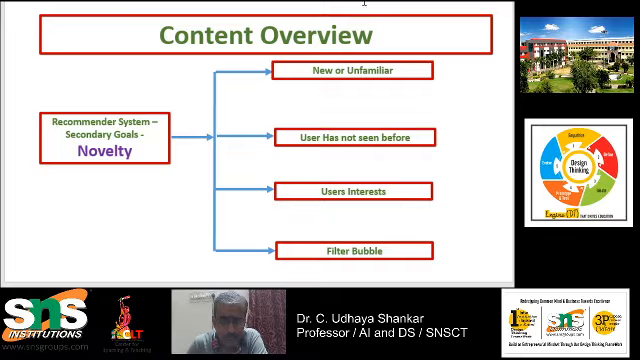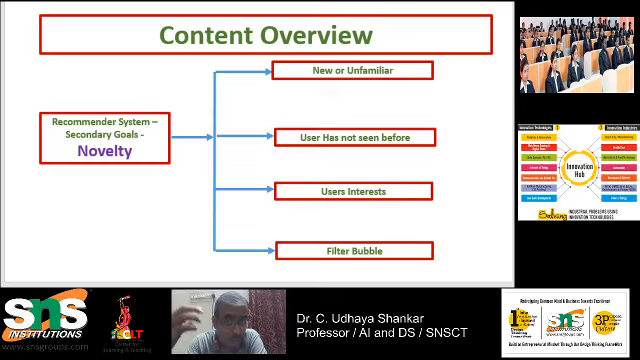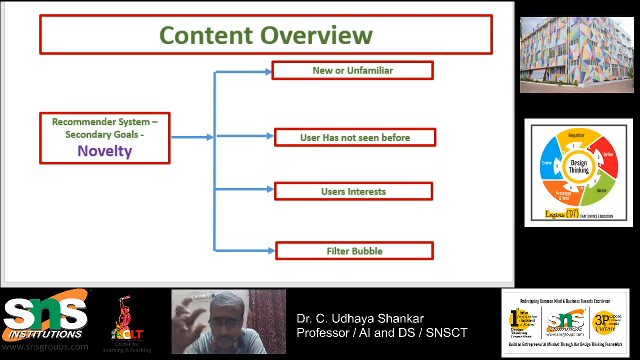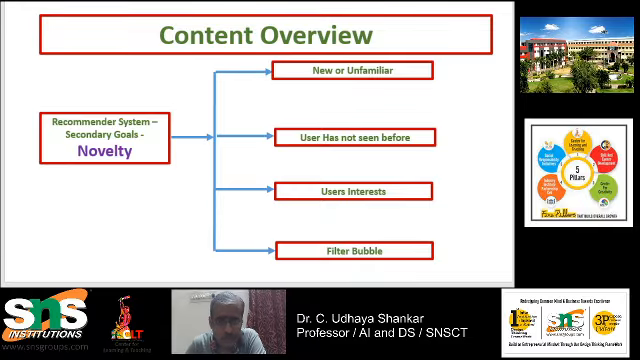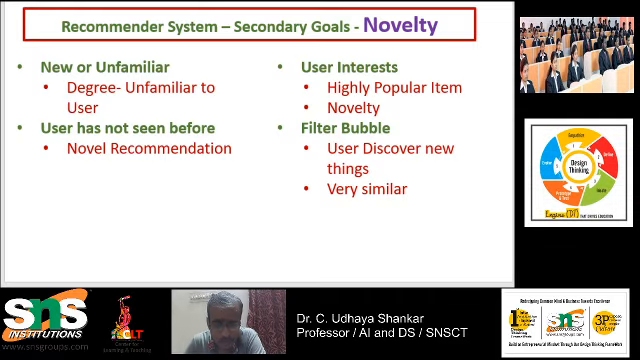And a quick overview: we will be discussing in detail what novelty is all about in recommender systems. For example, what we mean by the terms like new and unfamiliar, and how the user not having seen an item before also comes under novelty, and how user interests are mapped to novelty, and finally a different term called filter bubble that is also coined in this context, and this also we will discuss in detail. So this is the overall overview of what I have planned to discuss in this particular video. Okay. So we will now have a detailed discussion of what is meant by novelty.